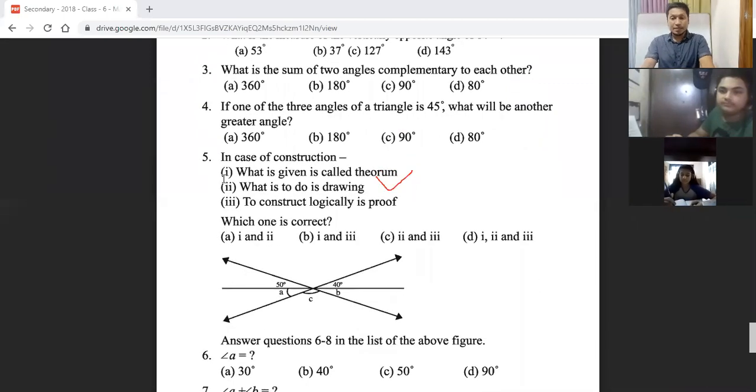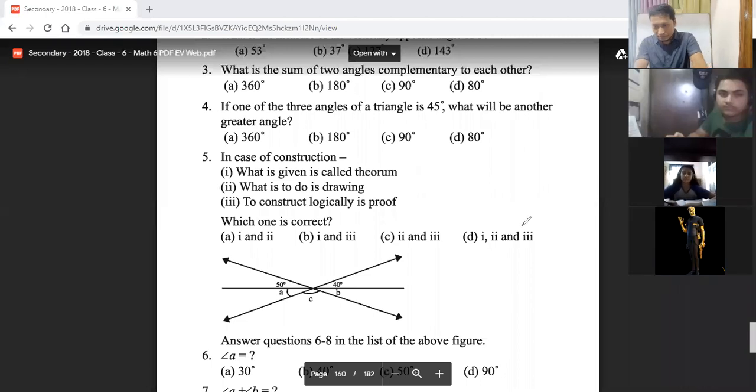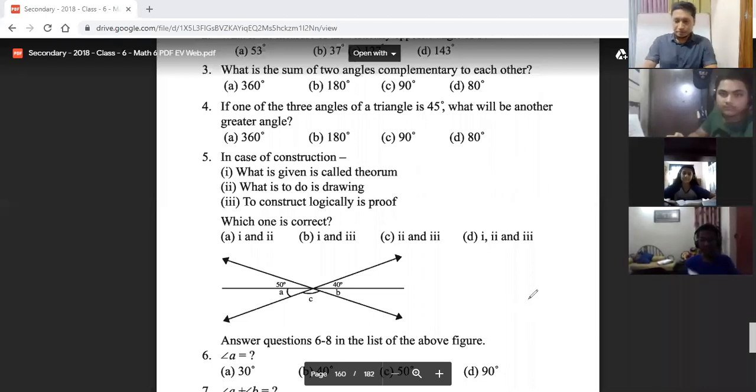And number 5, can you tell me what is the name of the question of number 5? What type of question is it? Can anyone respond? Sir, multiple completion type. Multiple completion type. Okay, who gave the answer? Excellent answer. What's your name? Tasin? Yes, sir. Very good boy, Tasin. So it is a multiple completion type question.